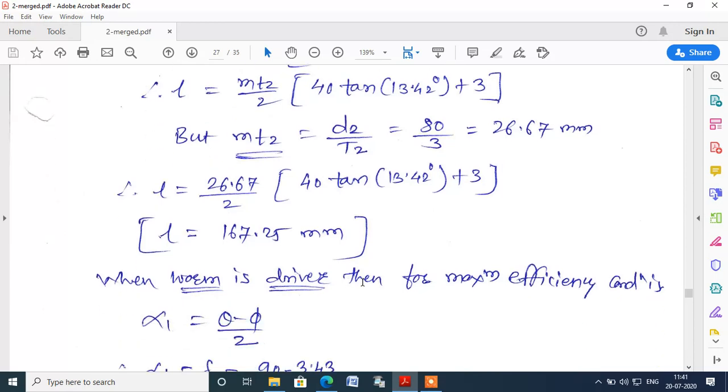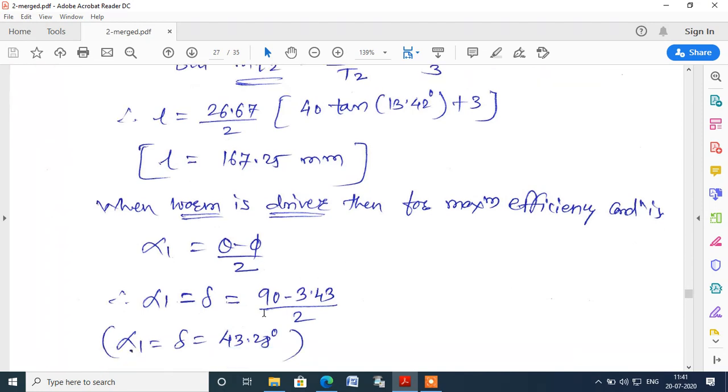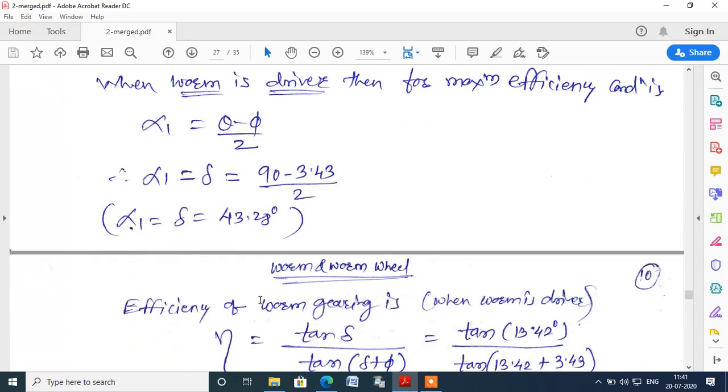Now we have to find the efficiency and maximum efficiency. When worm is the driver, the condition for maximum efficiency is alpha 1 equal to theta minus phi divided by 2. But alpha 1 is nothing but del. So that is equal to theta minus phi divided by 2, 90 minus 3.43 divided by 2. So alpha 1 is equal to del equal to 43.28.